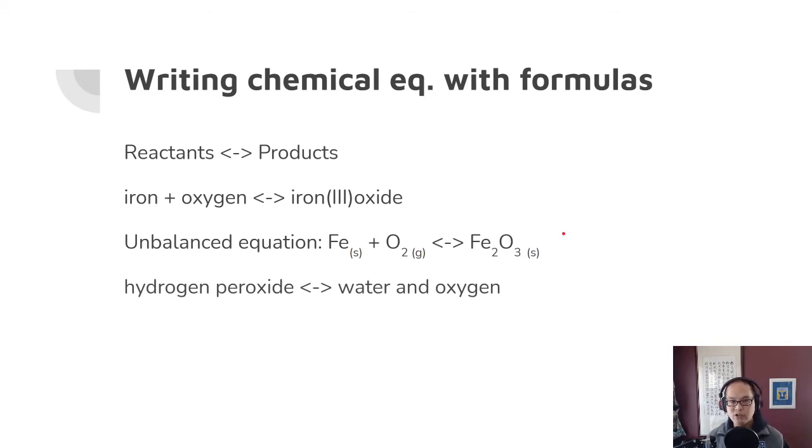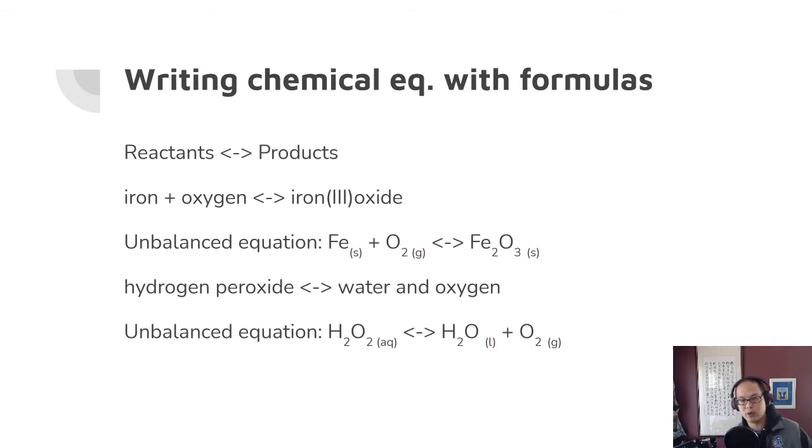Now, hydrogen peroxide yielding water and oxygen, we can write that unbalanced equation out as well. Again, I just know the hydrogen peroxide is H2O2. So this one I would read as H2O2 aqueous yields H2O liquid plus O2 gas.